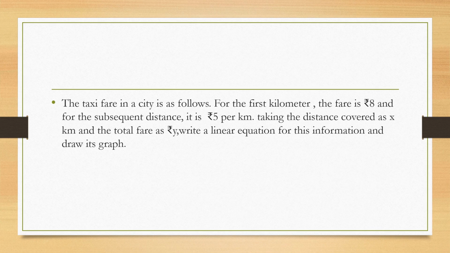Next question which we will discuss is: the taxi fare in a city is as follows. For the first kilometer, the fare is rupees 8, that is your fixed fare, and for the subsequent distance, it is rupees 5 per kilometer. Taking the distance covered as x kilometers and the total fare as rupees y, write a linear equation for this information and draw its graph. Let us now see, your fixed charge is 8.